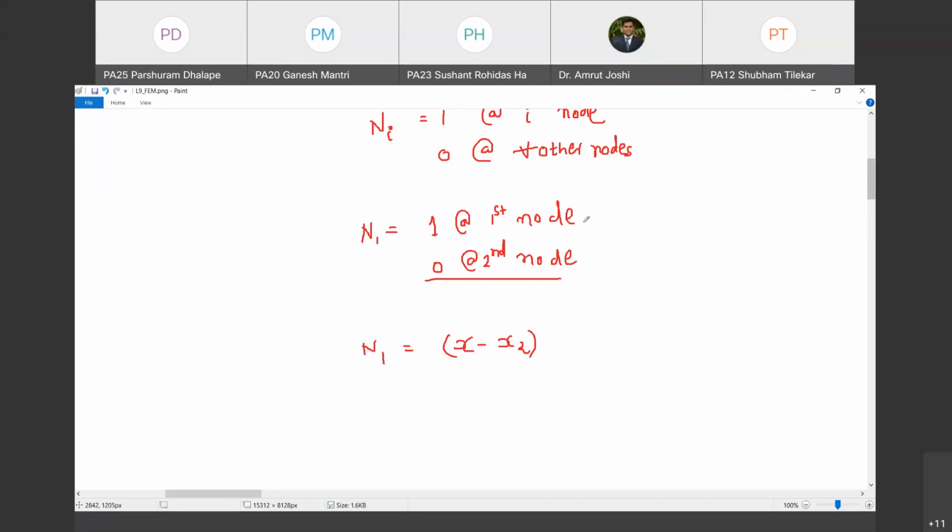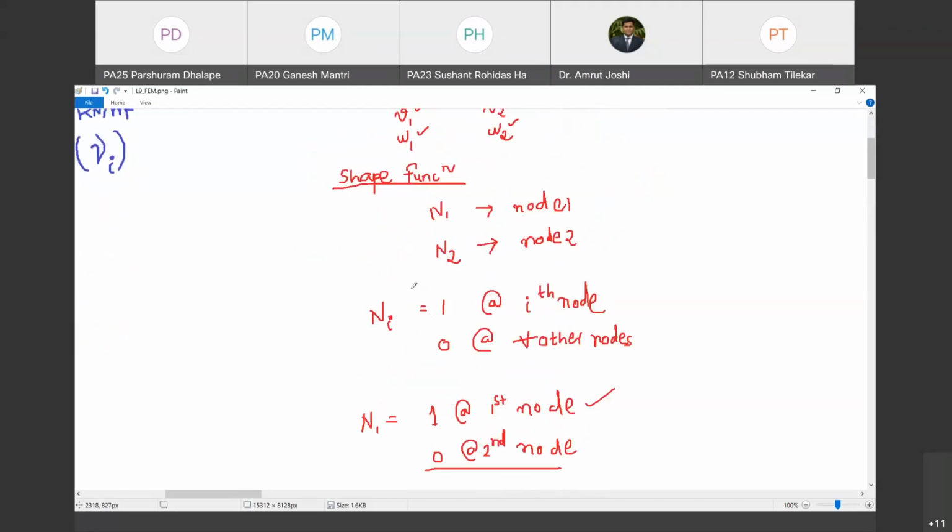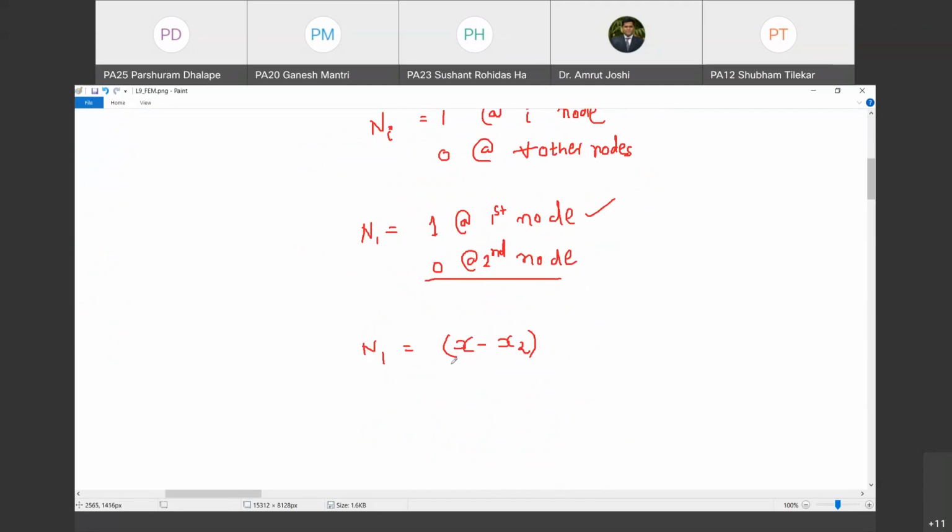So N1 is equal to x minus x2. And now let us address the first condition. What is the first condition? N1 must be equal to 1 at the first node. So at the first node, what is the coordinate of the first node? X1. So if I evaluate this function at the first node, it is going to be x1 minus x2. Do you agree with me? But I want it to be 1. So what I am going to do is divide it by x1 minus x2.